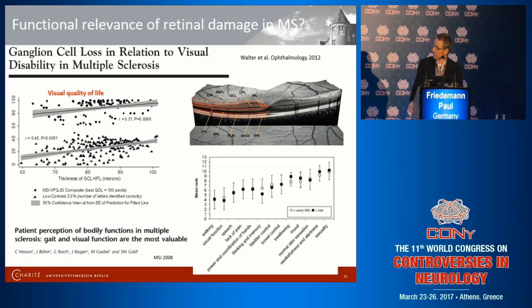And this cartoon clearly shows that there's a correlation between thinning of the ganglion cell layer and visual quality of life: the thinner the layer, or the more damage to the ganglion cell layer has occurred, the poorer the visual quality of life of the affected patients. And when you ask patients, and this is work from our colleagues in Hamburg, which bodily functions pertaining to multiple sclerosis are the most relevant to them, it's ambulation or gait, and visual function is in place number 2. This again underscores the relevance of what we measure with OCT.